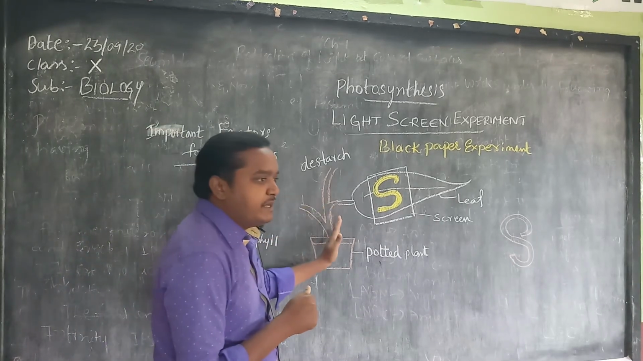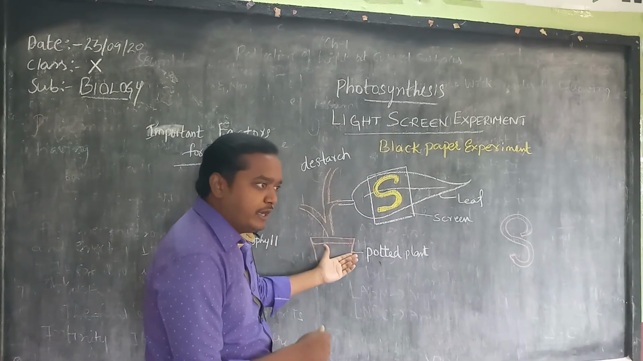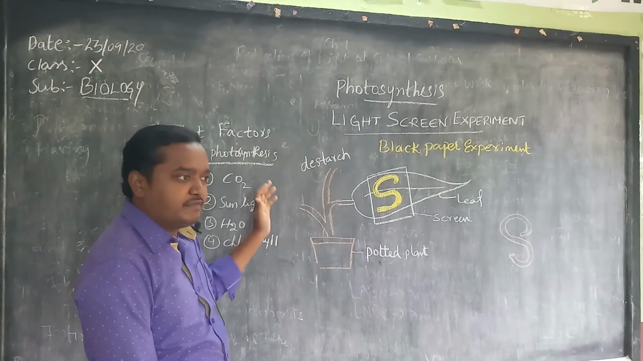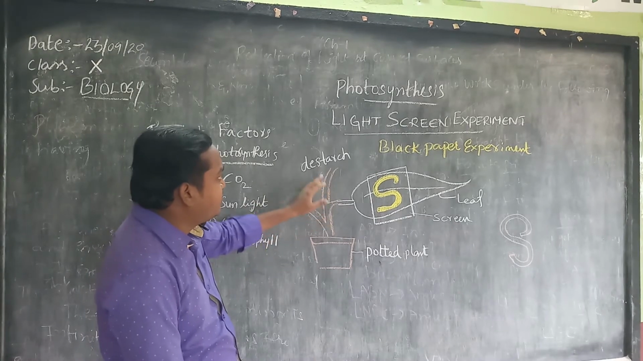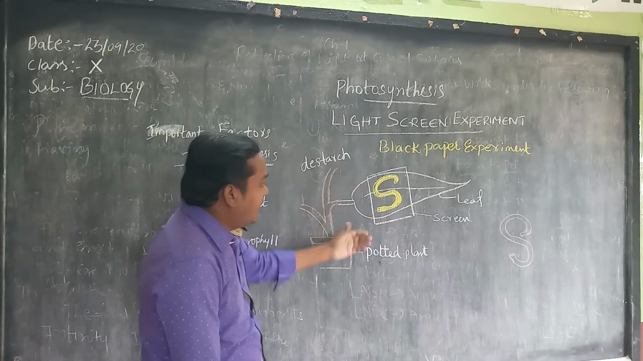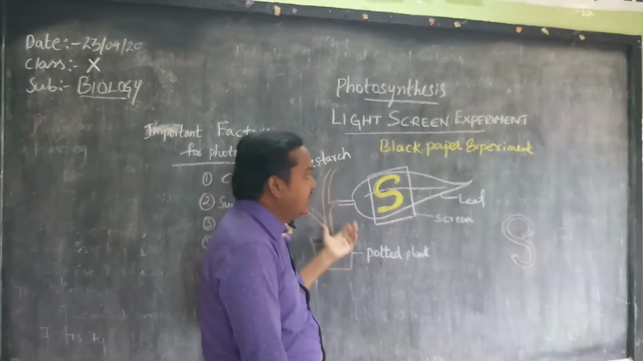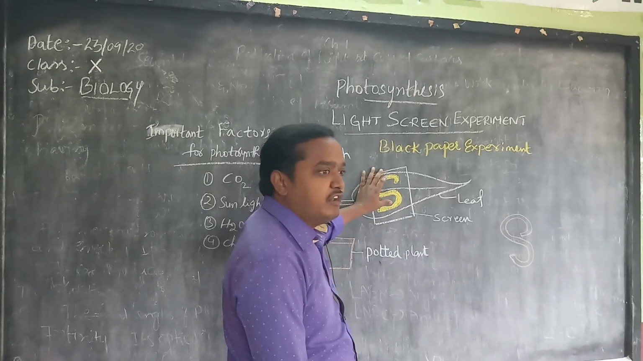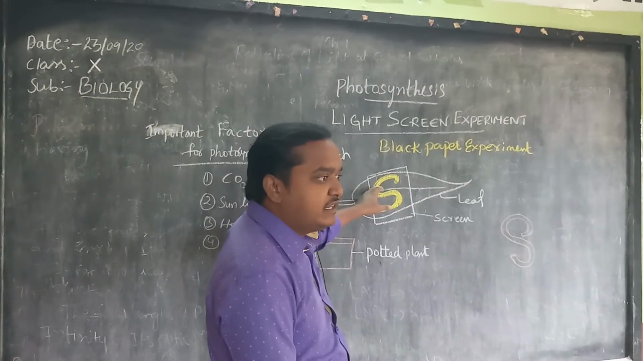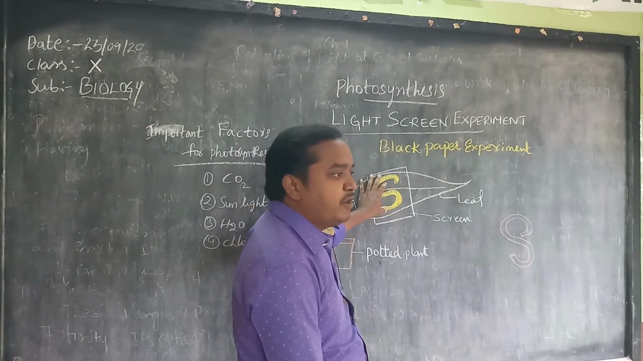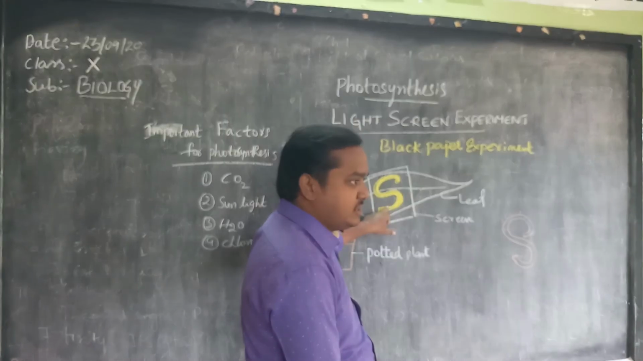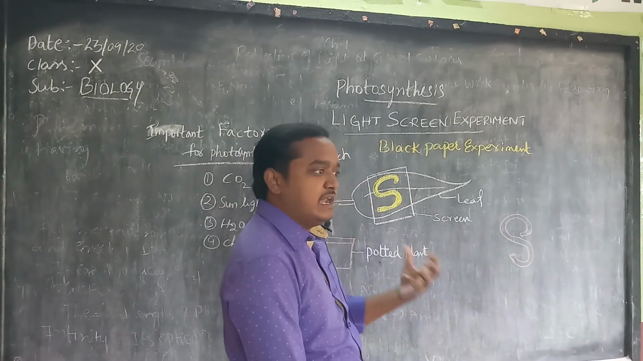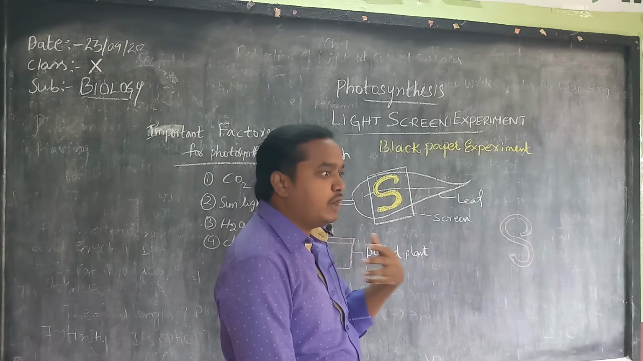So first step: take the potted plant and keep it in the dark for 24 hours. For what purpose? To remove the starch. Again, take this potted plant, keep it under sunlight, and select one of the leaves to fix the cut black paper on the edge, and leave it for a few hours for the plant to take in sunlight and for photosynthesis to occur.